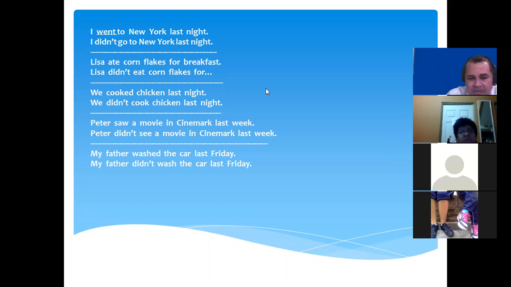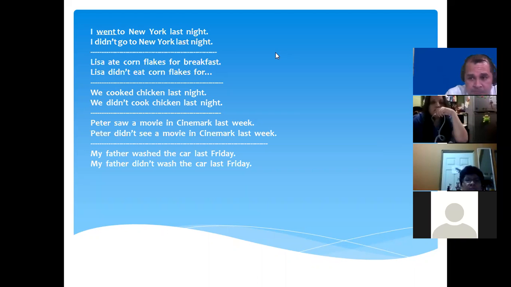The first one, the ones that you see in the picture. I went to New York last night. I didn't go to New York last night. Okay, what is the verb, Lourdes? En el primero es went. Okay. En segundo, go. And the second one is didn't go. You see, everybody? The verb returns to the original form, didn't go.